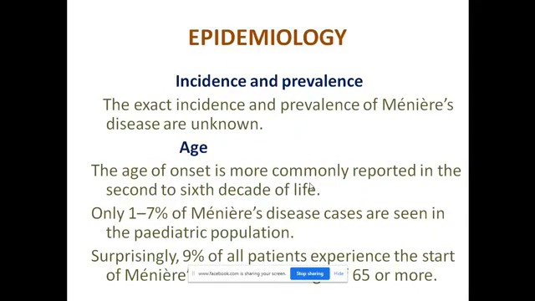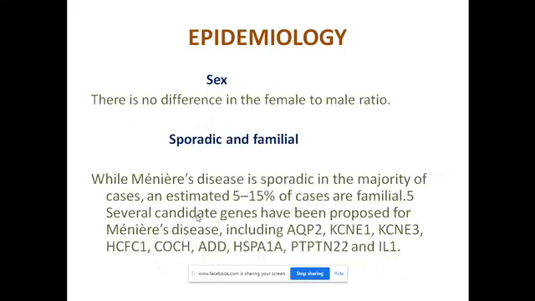Now, the epidemiology of the disease. Basically, the exact incidence and prevalence of the disease is still not known. The age of onset is reported to be the second to sixth decade of life. However, it can also be seen in the pediatric group as well, not much, but not less. Surprisingly, 9% of all patients experience the start of Meniere's disease at the age of 65 or more. And there is no sex difference between male and female.